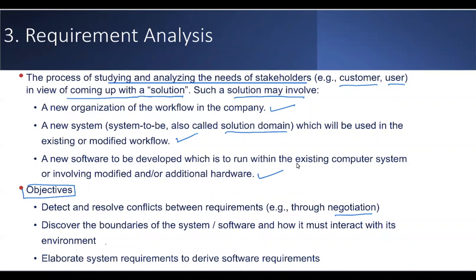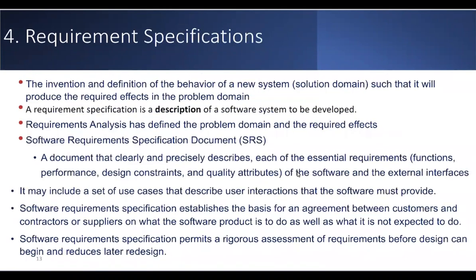The fourth activity in the software requirement analysis phase is requirement specification. In this activity in particular, we look into the definition of the behavior of the new system that we're trying to develop. We are in the solution domain, such that it will produce the required effect of the given problem domain. So we start with a problem domain, and then we go into a solution domain after the analysis phase. In the requirement specification phase, we are still in the solution domain, but we are specifying the behavior of the new system.